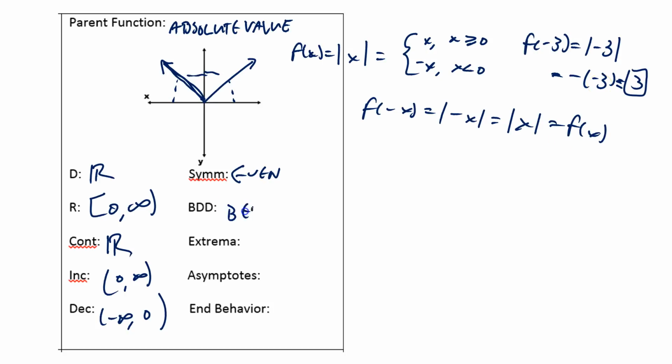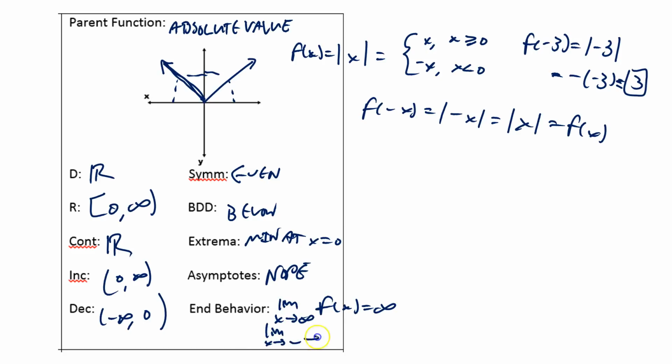Bounded below, we have a minimum at x equals 0. Asymptotes, nope. End behavior, as x goes to positive infinity, the function values are going up. And as x goes to negative infinity, the function values are going up as well. Left up, right up. Nice.